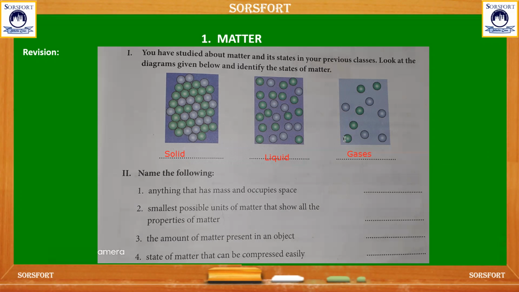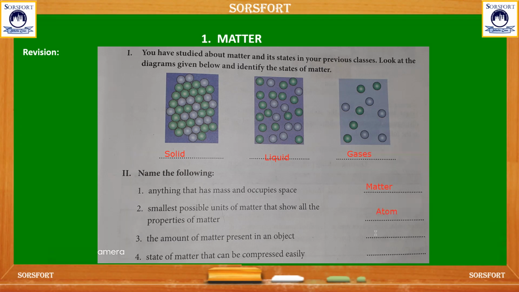The definition of matter is anything that has mass and occupies space. It is called matter. Very good, students. Now, the smallest possible unit of matter that shows all the properties of matter. Each matter is made up of very small particles, correct? Atoms and molecules. So what is the smallest possible unit of matter that exhibits all the properties of matter? Yes, this is the atom.